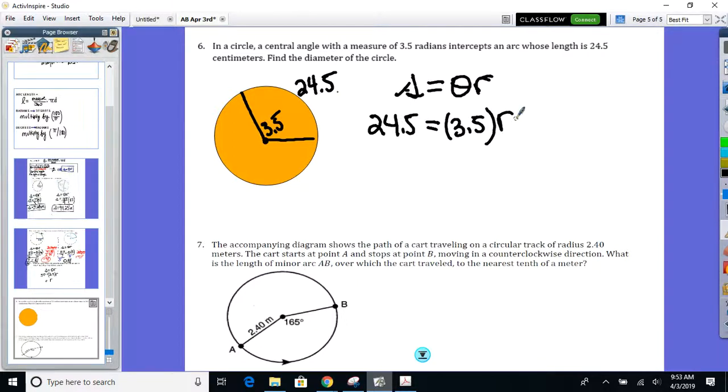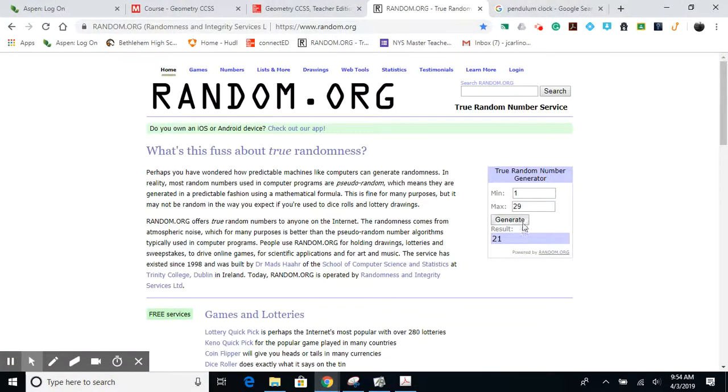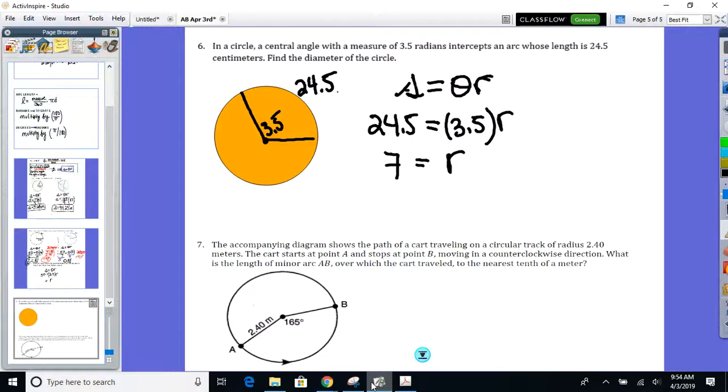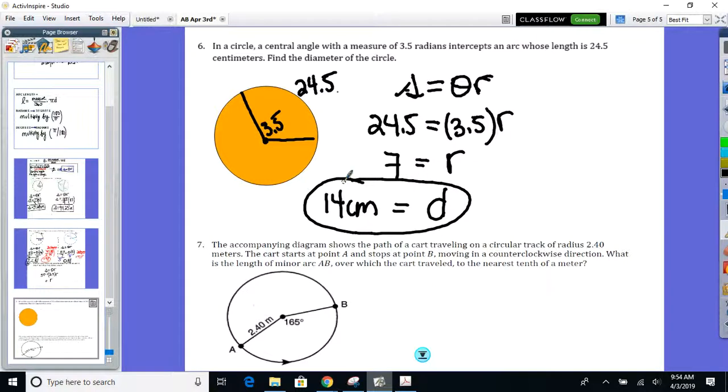So that's what I saw a lot of people do. They're like, yeah, got this. Divide by 3.5, R equals 7, we're good to go, but I didn't read the problem. I was looking for what? Diameter. Yep, you're almost there. What do you want me to do next? 22? Multiply 7 by 2, so the diameter is actually 14 centimeters. Okay? Questions?